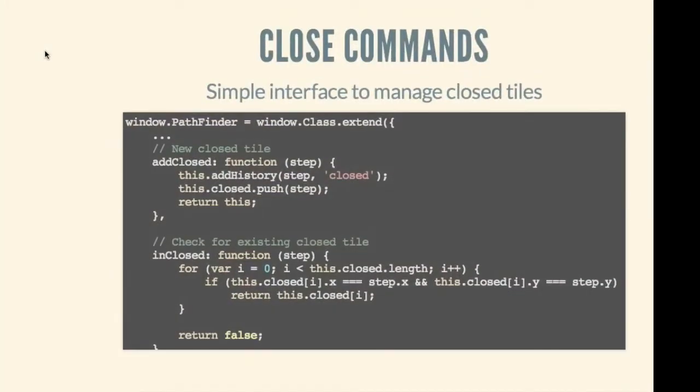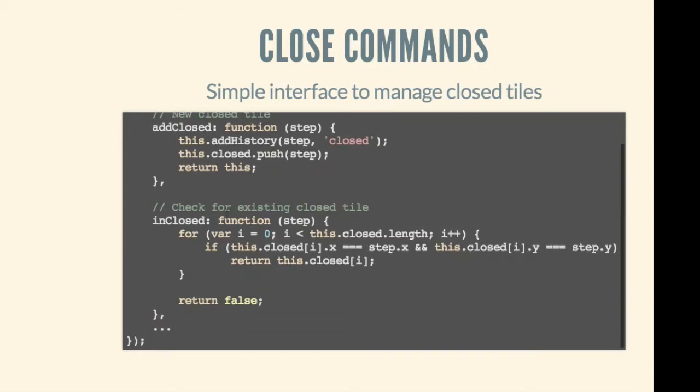So let's talk about closed commands. We're just going to add in two simple methods here, addClosed and inClosed. For addClosed, you're handed a tile, pop the tile into the closed set, and you're done. Then for checking if something's in the existing closed set and getting it back, we pass in the step data and return the step item if it's found. If not, we return false. Very simple for interacting with the closed API.